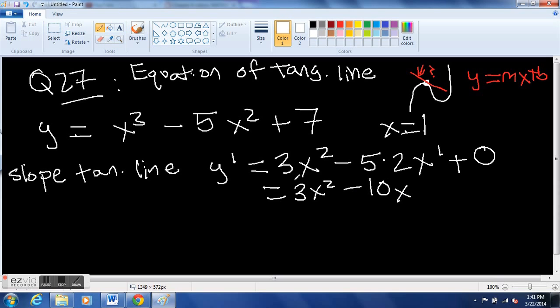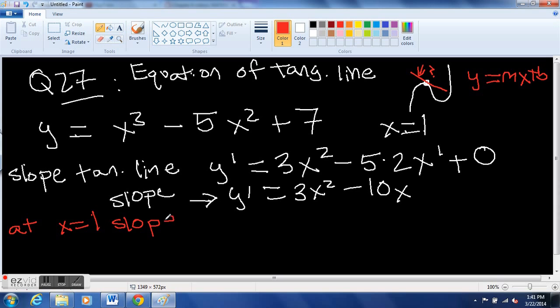So this right here, the first derivative, is an equation that gives us the slope of the tangent line at any point. So it's not the equation of the line at this point, it's the equation that will give you the slope. It's a bit tricky. So at the point x equals 1, what is the slope of this line?